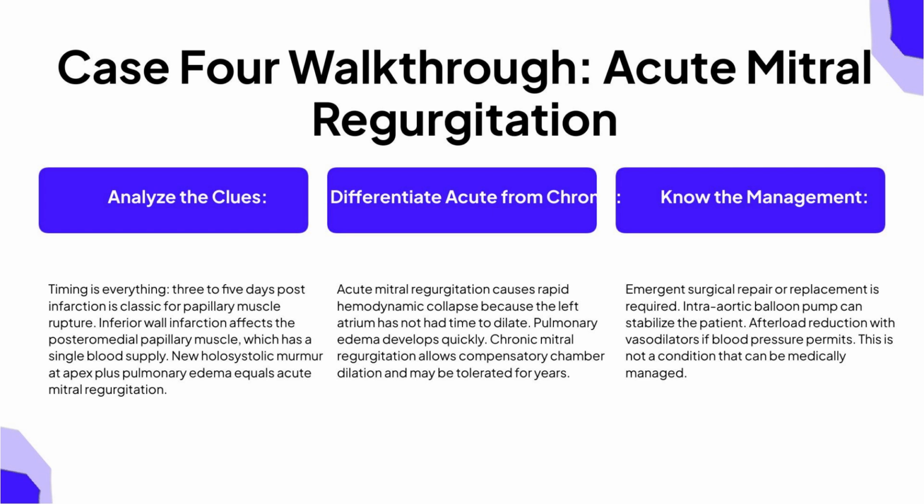Stabilization measures include afterload reduction and an intra-aortic balloon pump, but these are bridges to the operating room, not definitive treatment. Make sure you can differentiate papillary muscle rupture from ventricular septal rupture, another post-infarction complication with a new murmur.